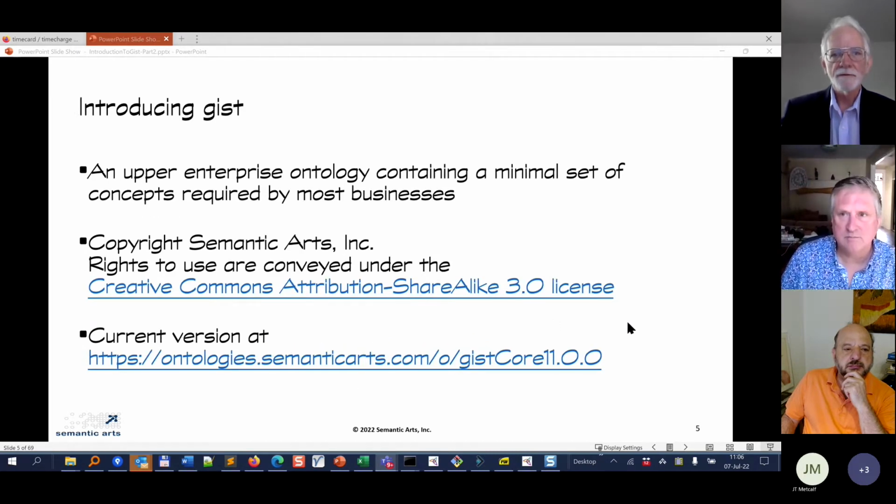If you are using GIST, make sure you use its copyright. It's a Creative Commons Attribution Share Alike license, and this is where the current version is. We're on 11.0.0.